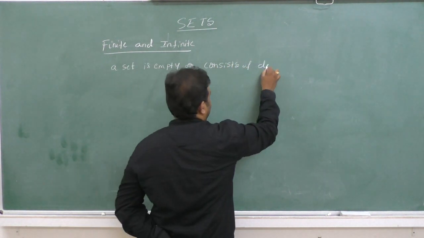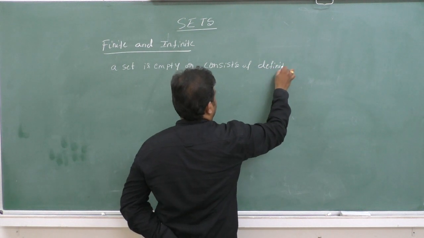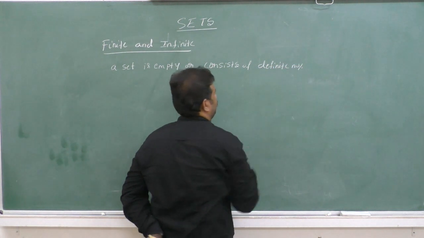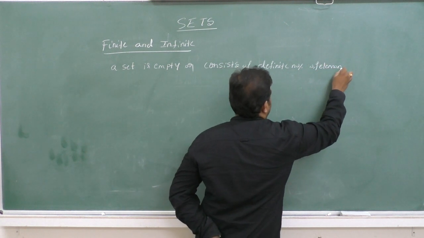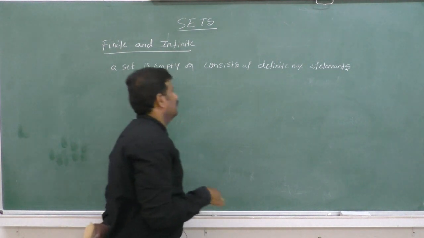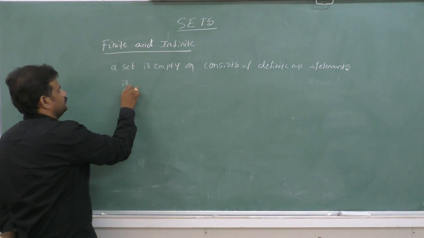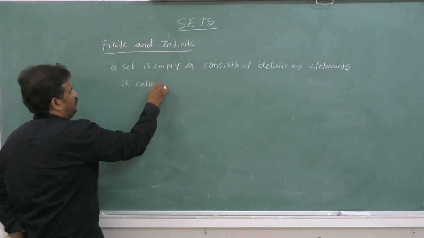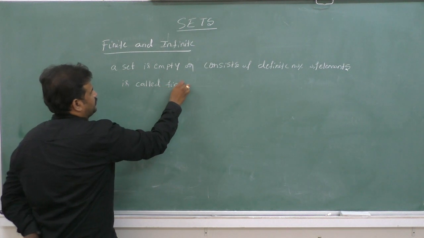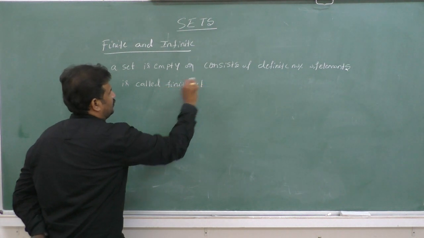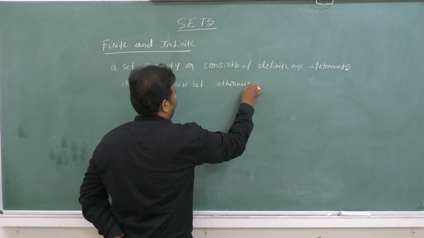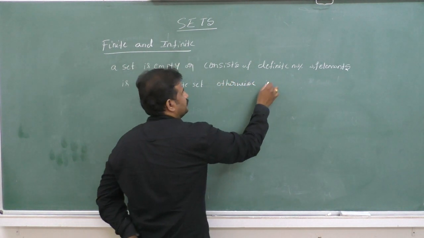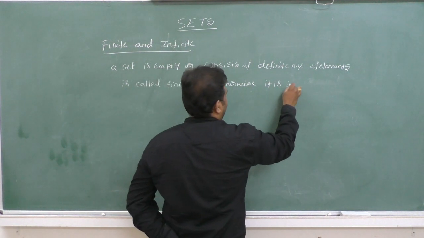definite number of elements is called a finite set. Otherwise it is infinite.